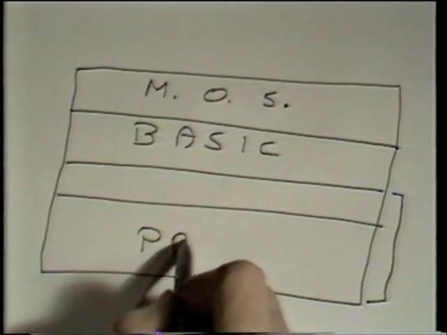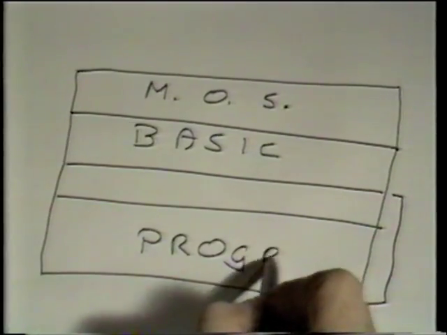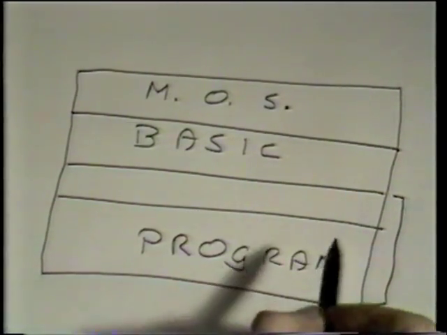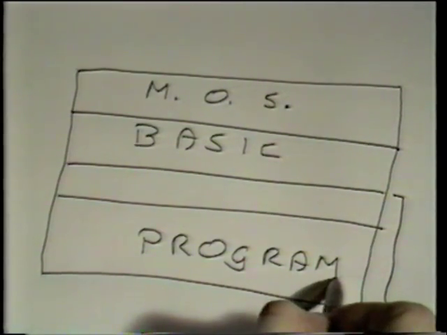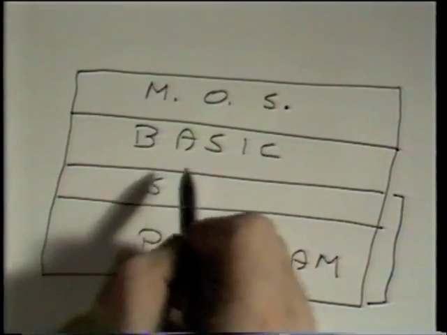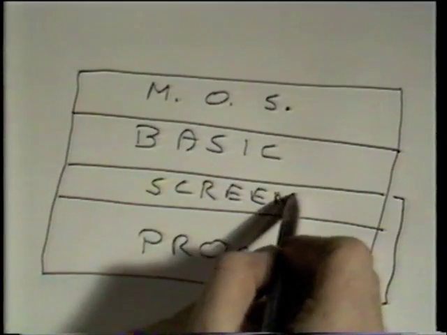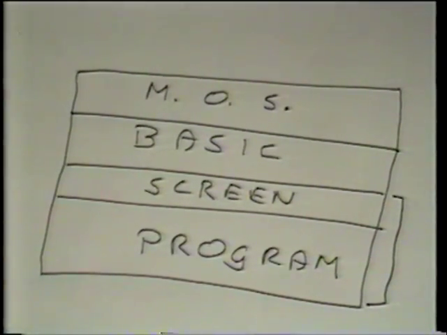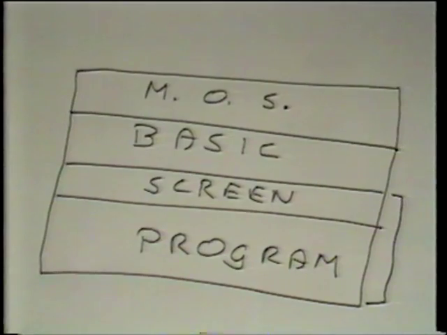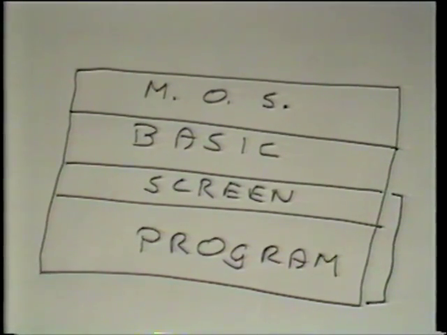If we write your program here, and remember, these are the statements that you will write. We'll also require an area called the screen memory. And into this part of the memory will go all the information that needs to be shown on the television screen.